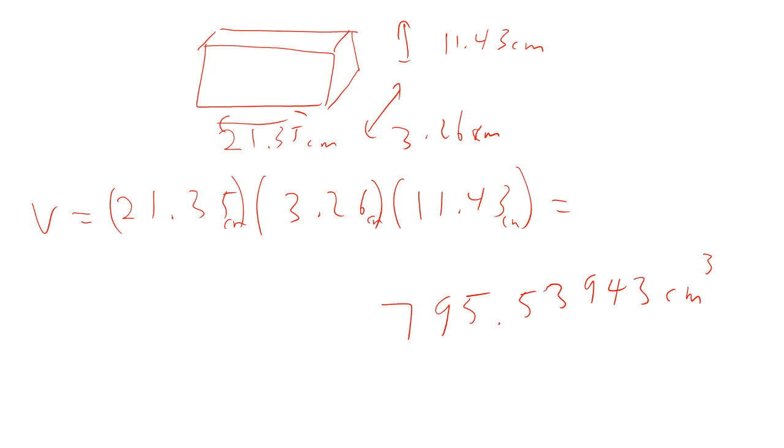But we know our rule for significant figures is we should round to that spot. So that'll be 796 cubic centimeters. Okay, because we have three significant figures as the lowest one. So we round to that point. Now, why is that the case?